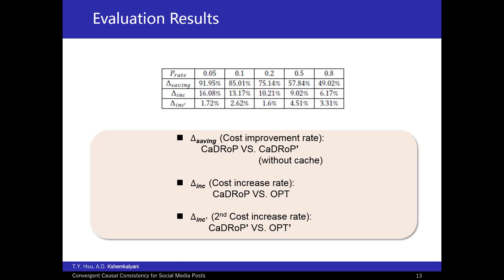Here, the top table presents 3 different performance evaluation results. Their definitions are shown in the bottom table. Delta saving is used to show how cache improves catch-up based on the cost improvement rate. Delta increase, which is the cost increase rate, illustrates the effectiveness of catch-up compared to the OPT solution. OPT means the underlying replication strategy runs the optimal placement solution.